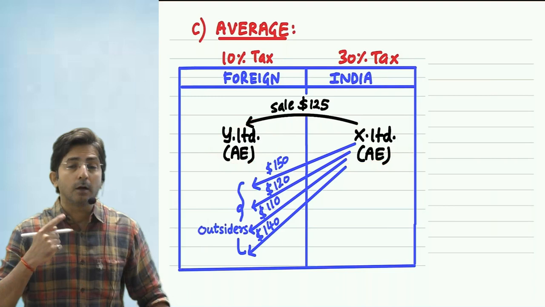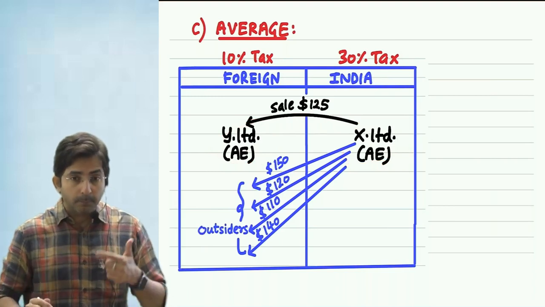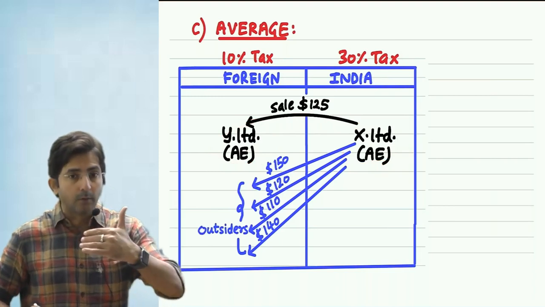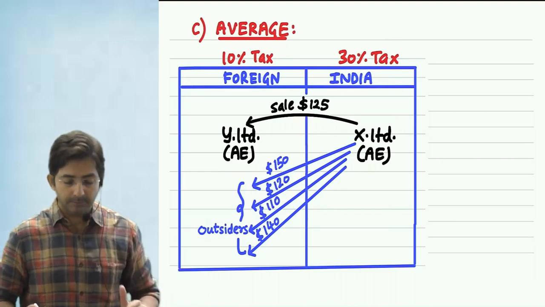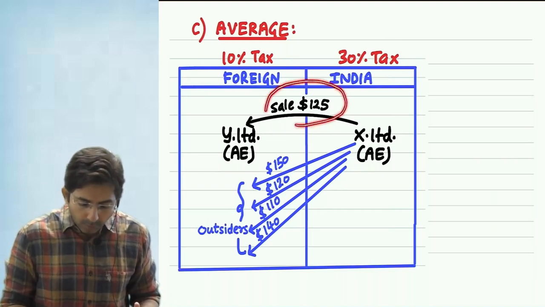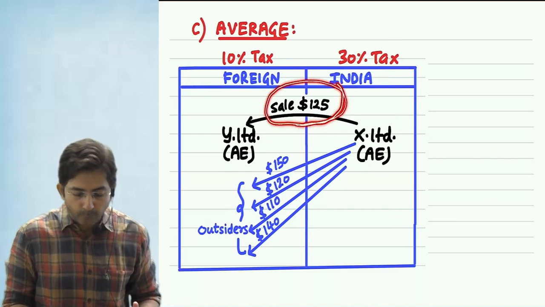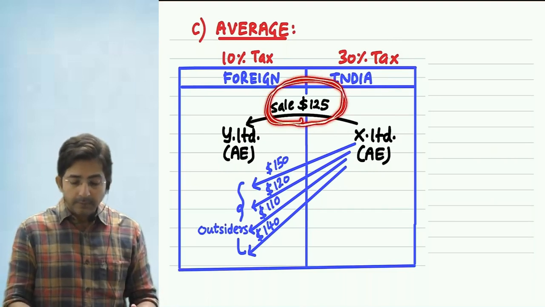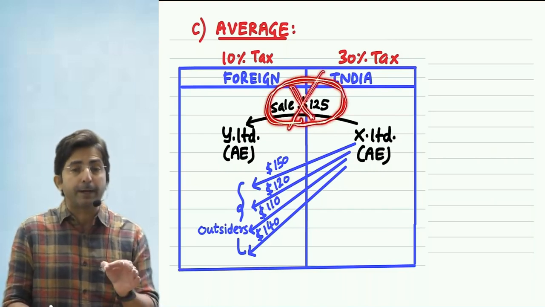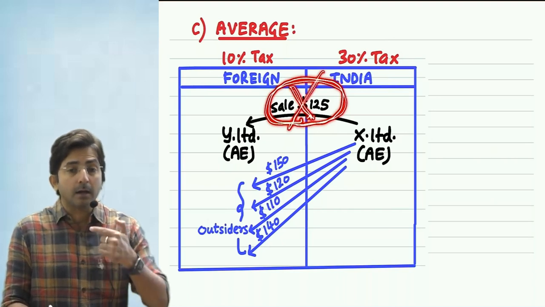Then what will I do? I will have to find out the prices charged in an uncontrolled transaction. Because see, this is a controlled transaction. This is a manipulated price. And since I don't trust this, I need to find out the price of an uncontrolled transaction.